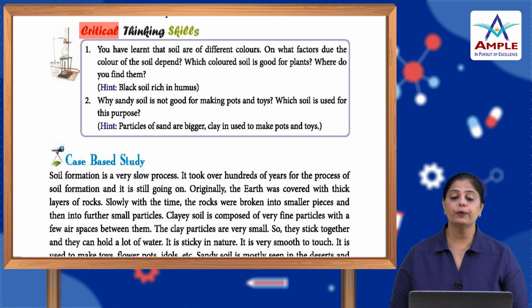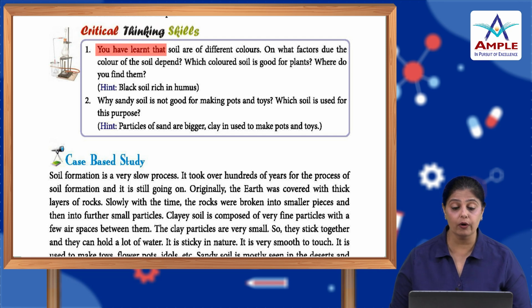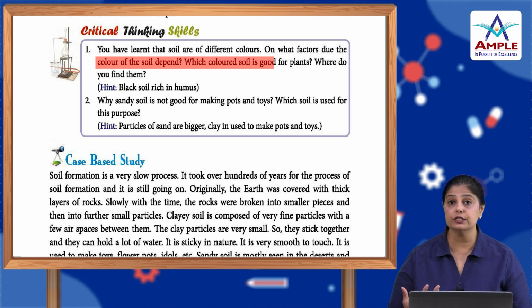Okay. Now, critical thinking skills. You have learned that soil are of different colors. On what factors does the color of the soil depend? Which colored soil is good for plants and where do you find them?